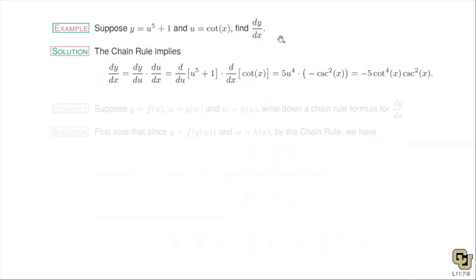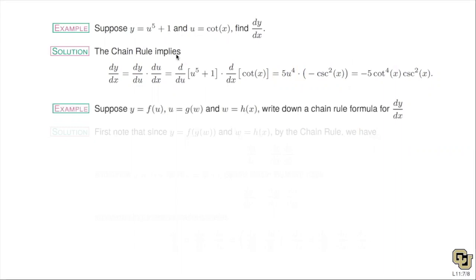It's just a chain rule problem, and the chain rule derivative happened right here, but it's done in 2 steps. That's the derivative of the outside, and then this is the derivative of the inside. So it's just a regular chain rule problem, but it's broken up into 2 steps. So 5u to the fourth would be your derivative of the outside, and minus cosecant squared is the derivative of the inside.